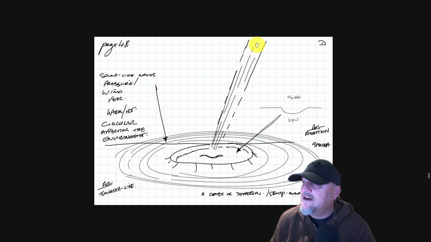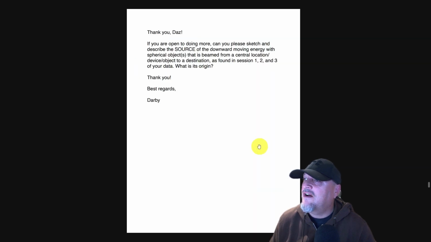Again, another sketch of it here, coming down at an angle. It made a crater here, and you can see the side view there of me trying to show the crater with massive waves going outwards. It made me feel like the Tunguska kind of event, because it had that kind of feeling about it. So there were sound-like waves that were pressure, wind. It was warm and hot, circular, and it affected the environment, made a crater or depression, like a scoop mark. And there was lots of radiation, gamma waves or gamma radiation to it. So that's the end of that RV.